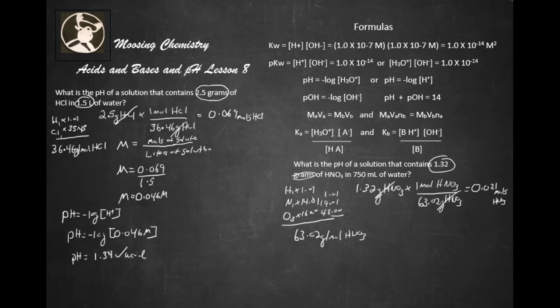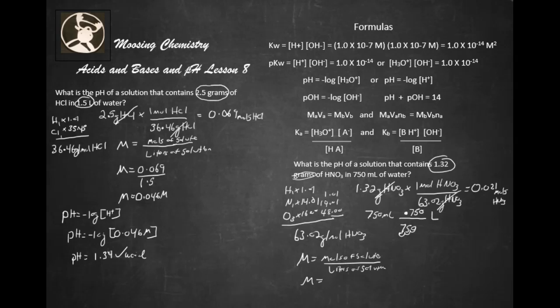Now we have to figure out the molarity before we can even do the pH. We have another problem. We have 750 milliliters of water, so we have to change that into liters. You take the 750 and move the decimal 3 places over, and you get 0.750 liters. Now we're ready. Molarity is moles of solute over liters of solution. Not a big deal.